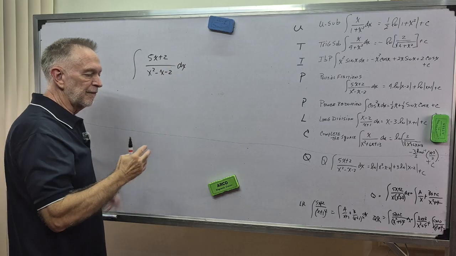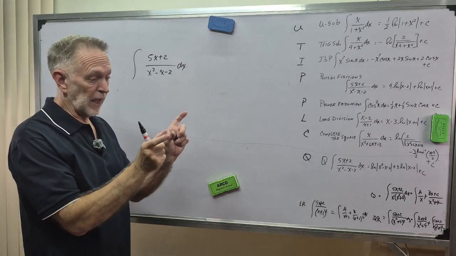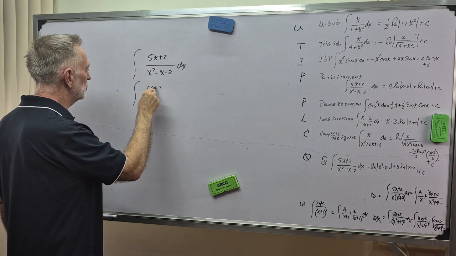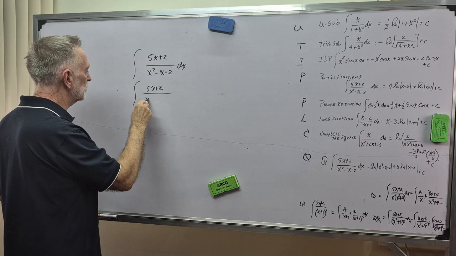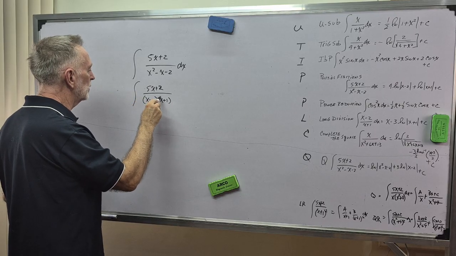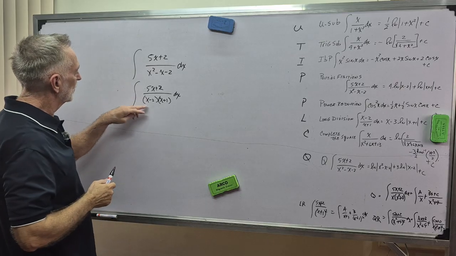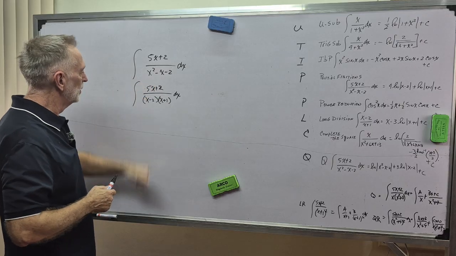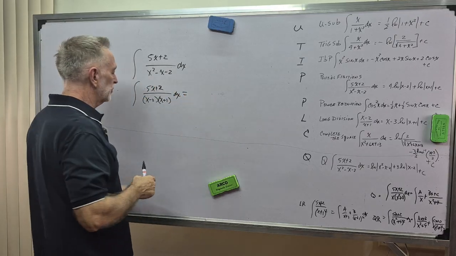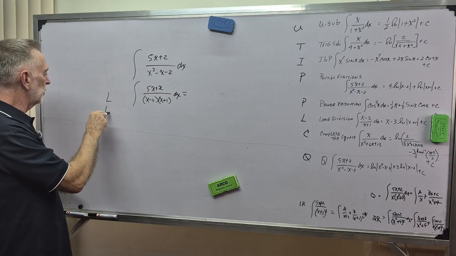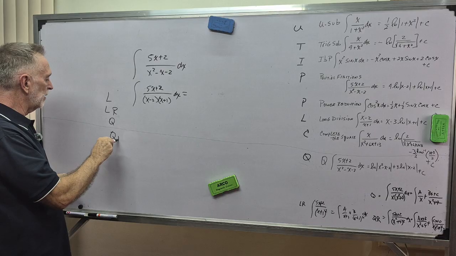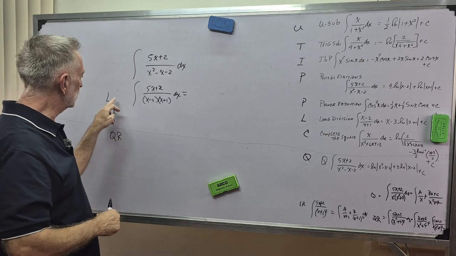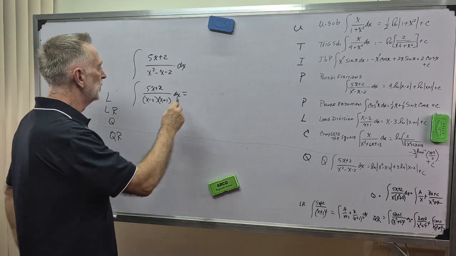If I have something I can factor into some items that make sense, in this case, I have 5x plus 2 over x minus 2, x plus 1 dx. So x squared minus 2x plus 1x, minus x minus 2. Okay. Partial fraction says, and by the way, there's linear, linear repeated, quadratic, and quadratic repeated. There's 4 different forms that you can use to solve. This one's a linear, so I have some linear terms here.